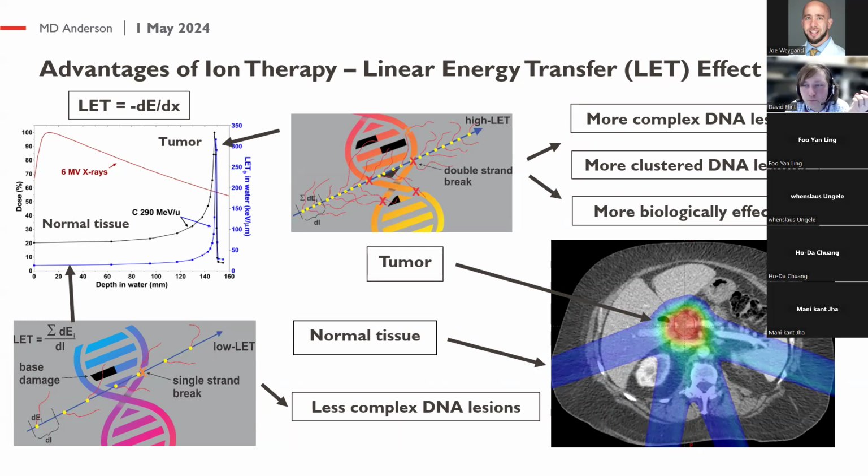So not only do we expect that the physical doses the tumors receive have this inherent benefit in the dose distribution, but the doses that the tumors receive are inherently more effective at inducing cell killing compared to the doses that the normal tissues are receiving. So there's this additional benefit as a result of the increased effectiveness of ions as they come to stop in the tumor.